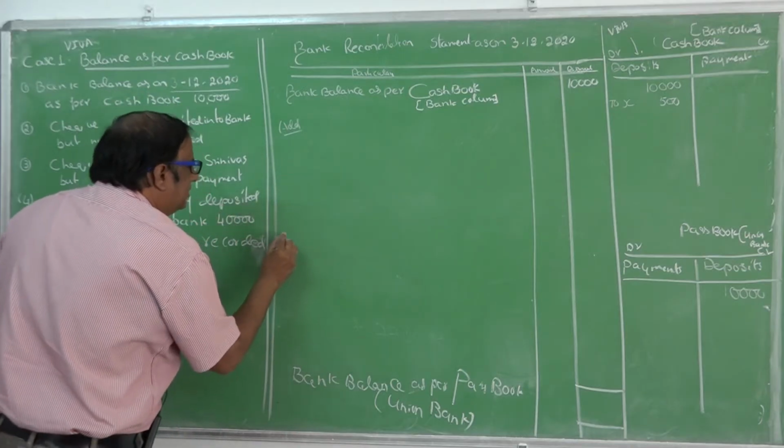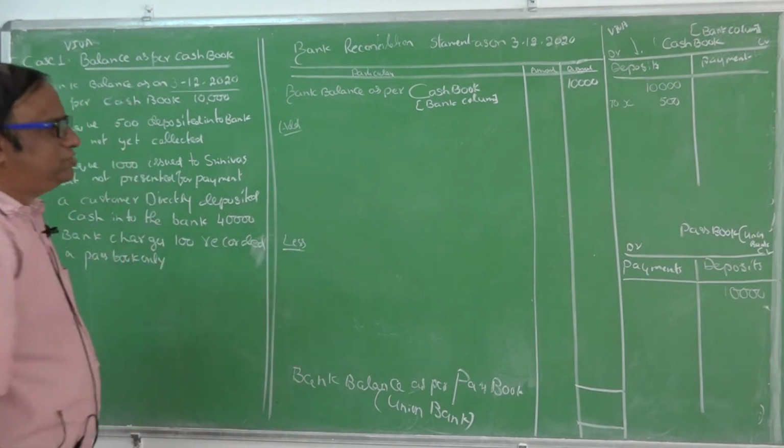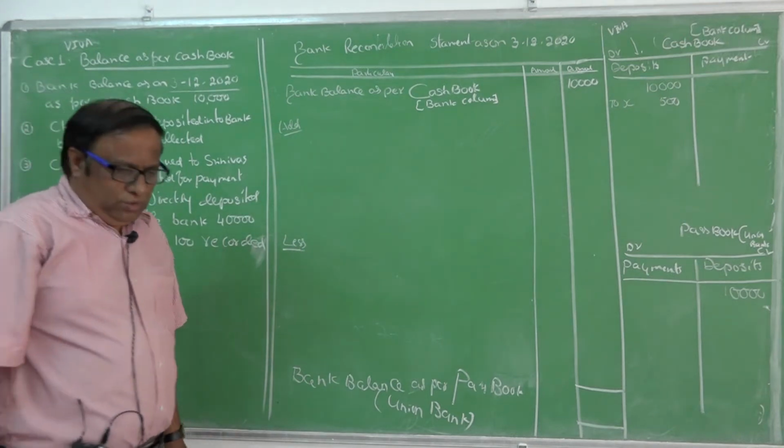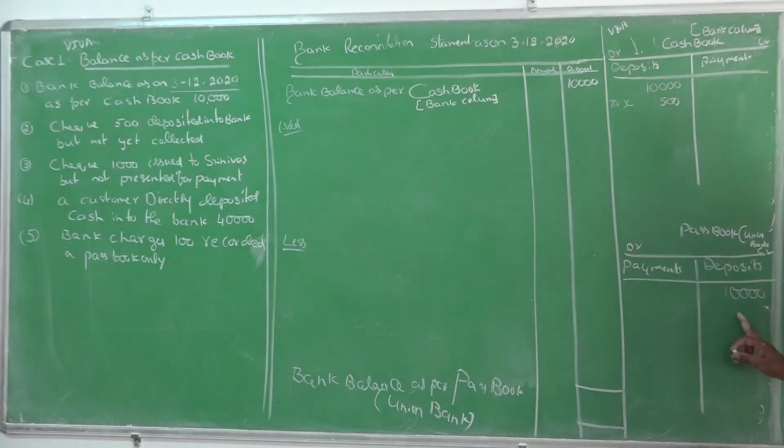Here you write down less. So certain points to be added, certain points to be deducted. Now you came to a conclusion. Here it's showing the 10,500. Here it's showing the 10,000. So passbook balance is decreasing. So we have to compare with this passbook, because we start with cash book. That cash book must reach the passbook.